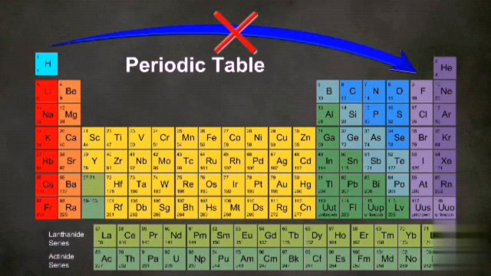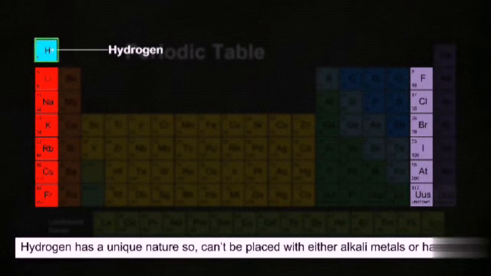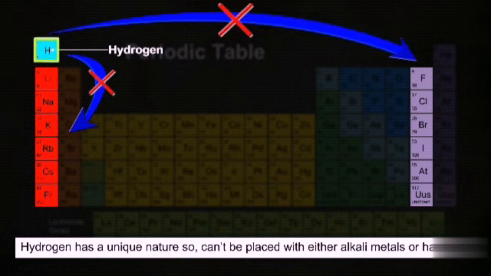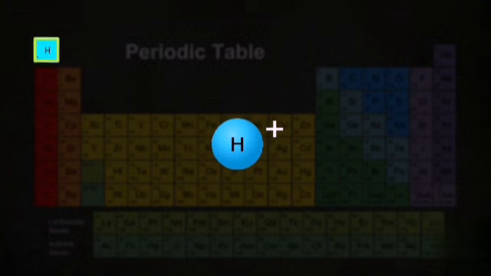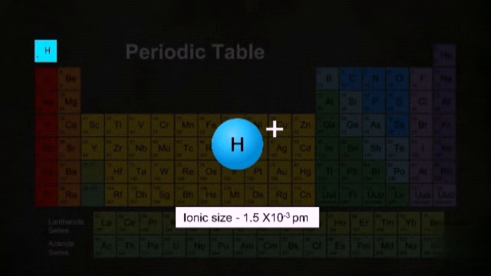So we have seen hydrogen has a unique nature, so cannot be placed with either alkali metals or halogens. Other than that, the positive ion of hydrogen is exceptionally small size as compared to the size of any other ion. These facts further supports the unique nature of hydrogen and its unique position in the periodic table.